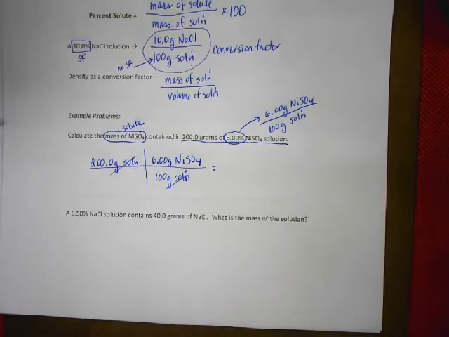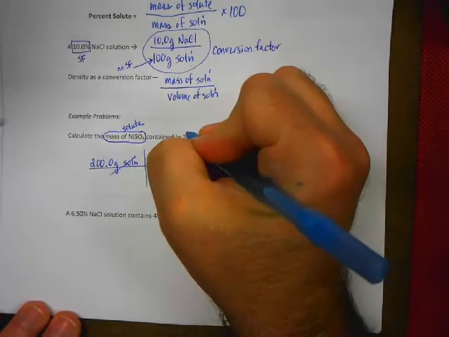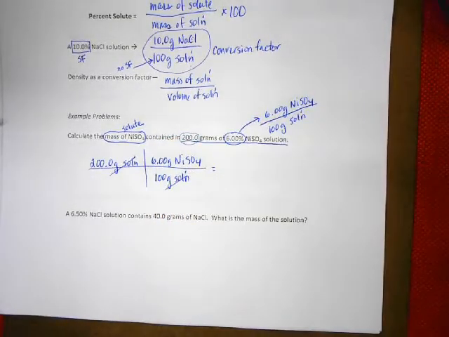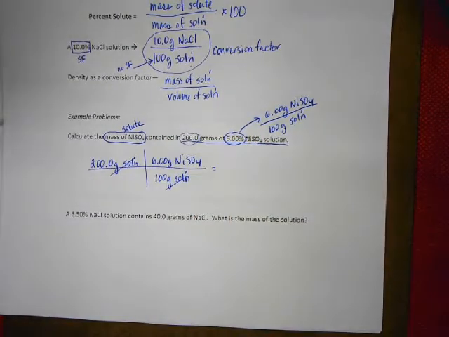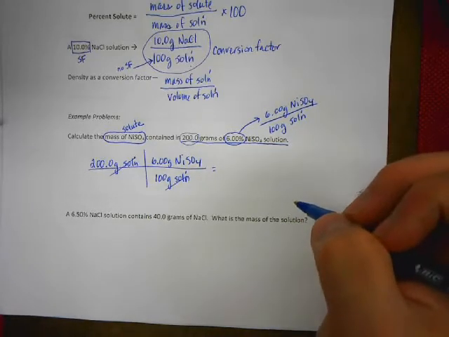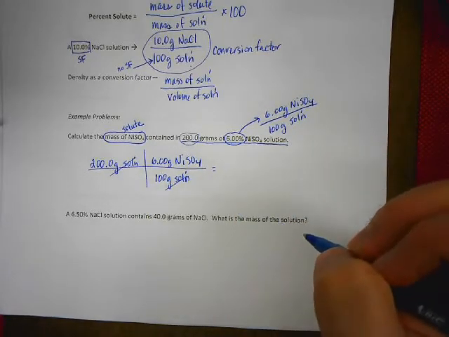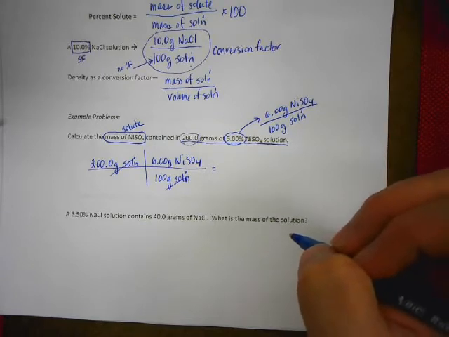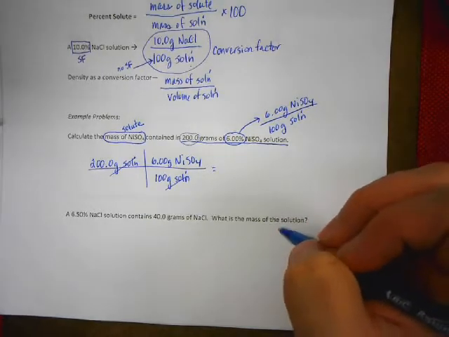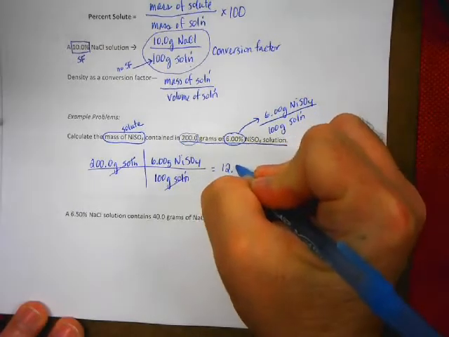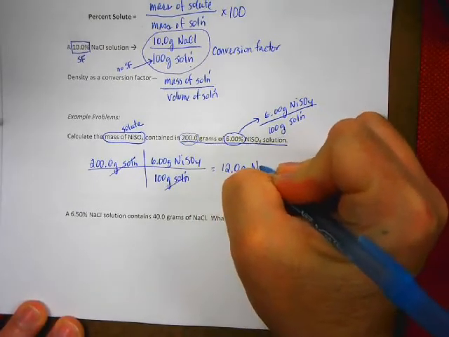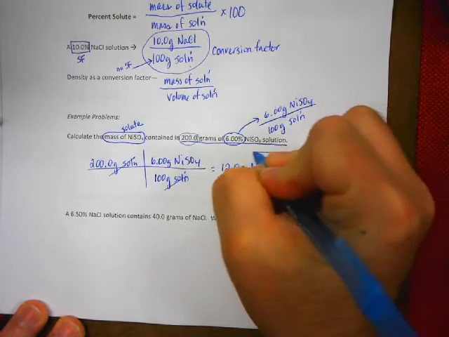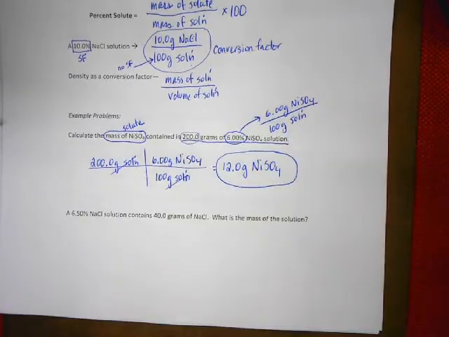We also have to pay attention to significant figures. This measurement has 4 significant figures. Our percentage has 3 significant figures, so our answer is going to have 3. Go ahead and pause this and calculate and see if you got the same answer that I did. Welcome back. You should get 12.0 grams of NiSO4. That would be our answer, with 3 significant figures.